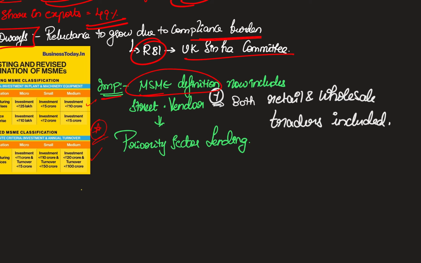Previously, they did not include retail and wholesale traders. Now they are included, and street vendors are also included under this definition. What is the advantage? Priority sector lending can be accessed by the street vendors. What is priority sector lending? We have already discussed that in previous videos.